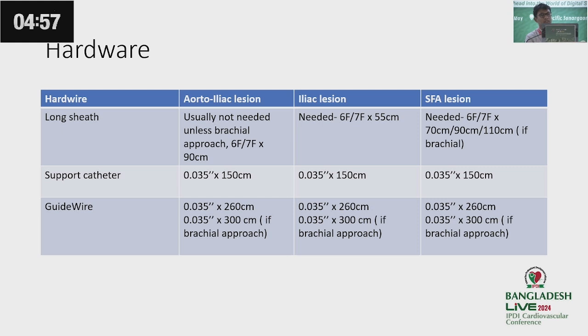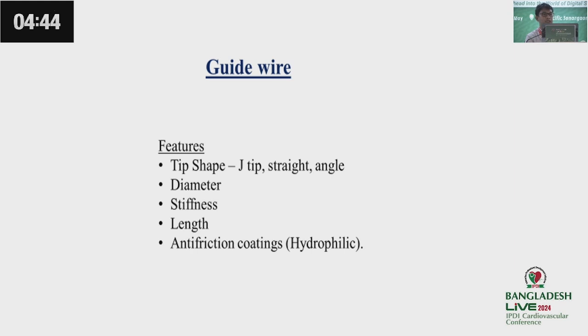Support catheter usually 035 into 150 centimeters. Guide wire 035 into 260 centimeters. In case of brachial approach, we use 035 into 300 centimeters. Features of the guide wire: tip shape, J-tip, straight, angle, and diameter, stiffness, length, anti-friction coating.